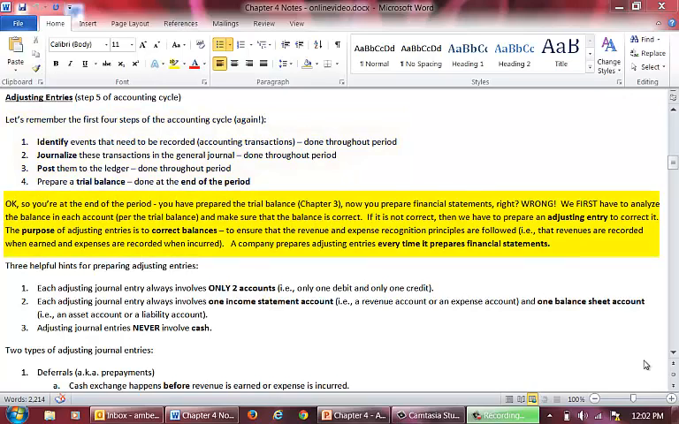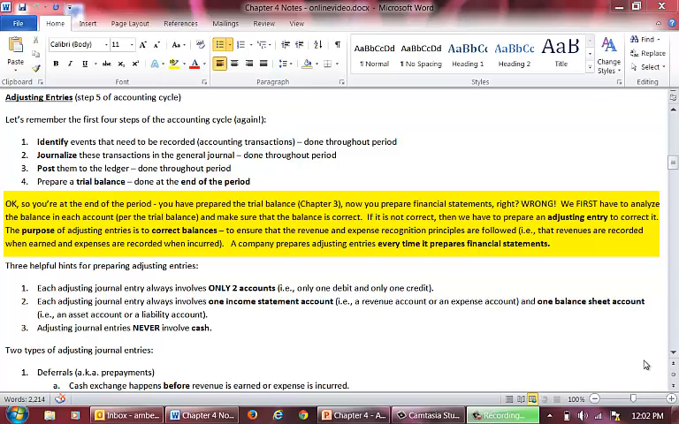So the question is, what now? We are at the end of the period. We have prepared the trial balance, which includes all of the accounts and the balance in each account. So you may think that we're ready to prepare financial statements. However, we aren't quite ready to prepare them. The reason we can't prepare financial statements yet is because some of the balances in the accounts are incorrect.